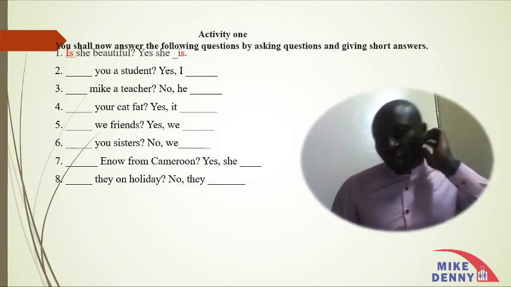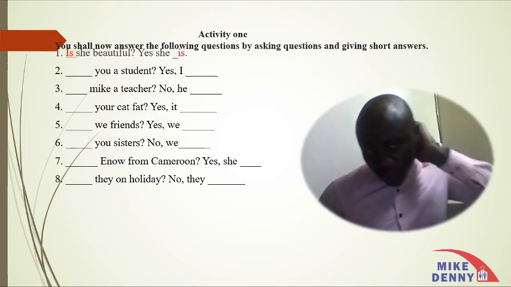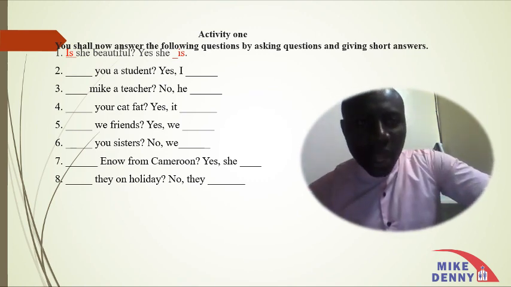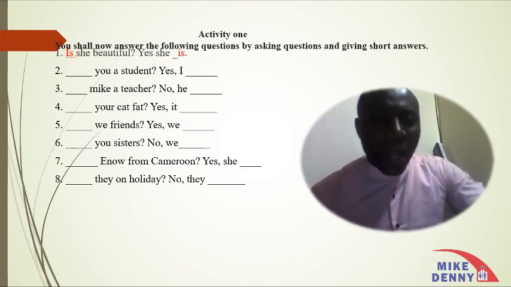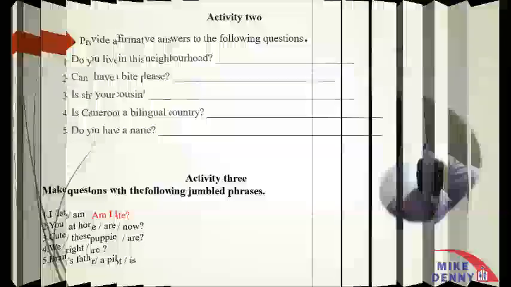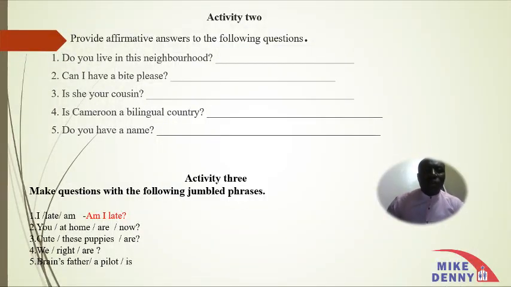So you discover here you have to use the right auxiliary verb, and in different cases do and other verbs appropriately. In activity 2, you provide affirmative answers to the following questions.